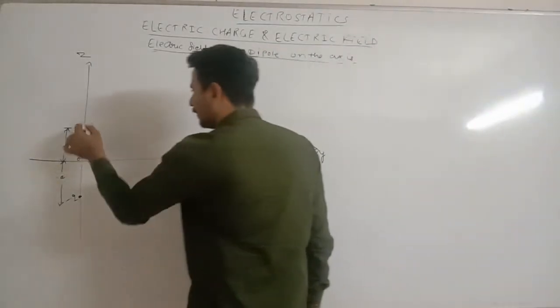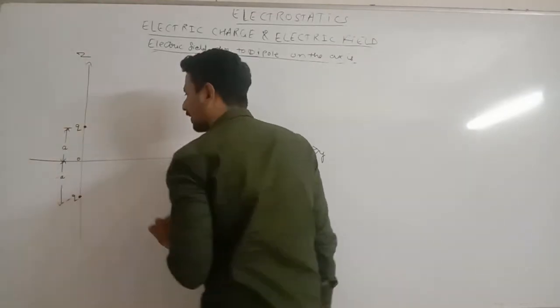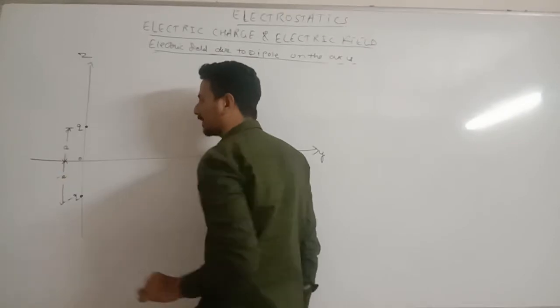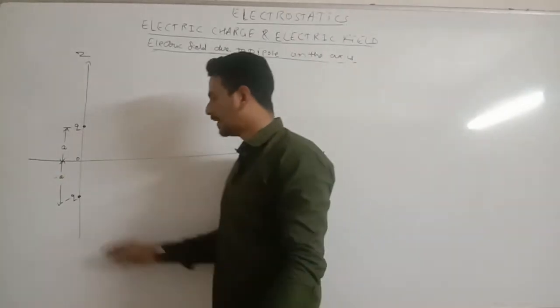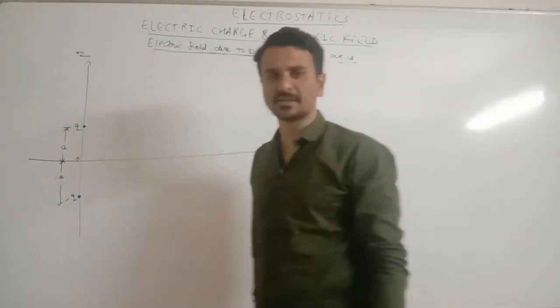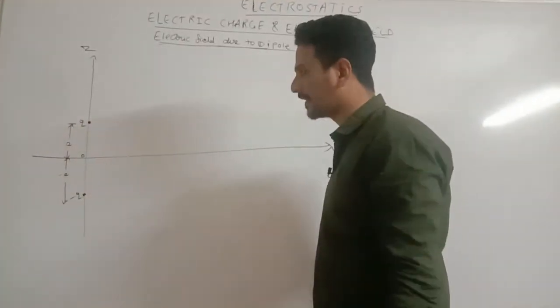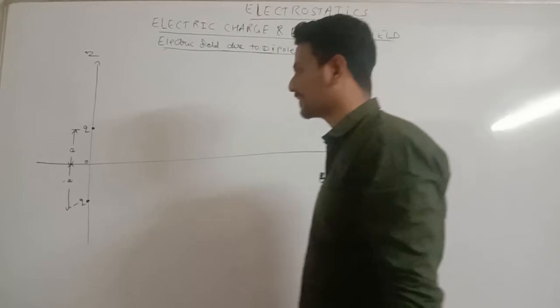There is a dipole placed along Z, right? This is the center of the dipole. It lies at the origin. Now, what is a dipole? A system of two equal and opposite charges separated by some finite distance of 2a. I have explained the reason for 2a also in the previous video.